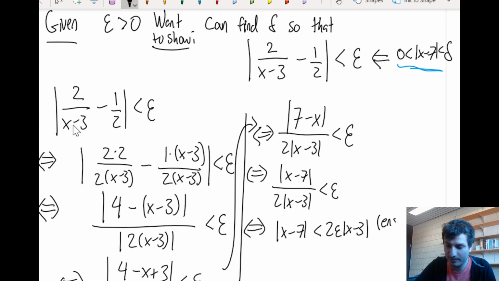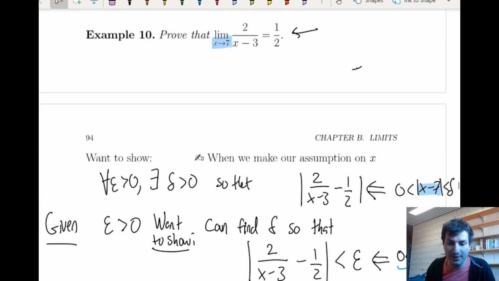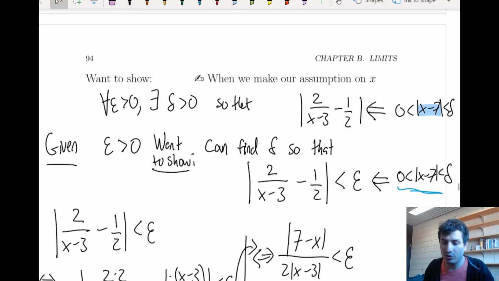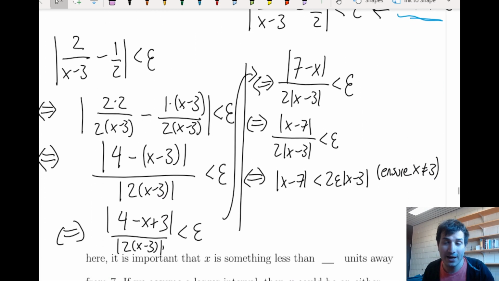Let's just ensure x is not equal to 3, and we can make sure that x is not equal to 3. That'll be okay because we're talking about the limit as x goes to 7. So to ensure that x is not equal to 3, all we have to do is look at values that are close enough to 7 that they don't include 3. So to ensure that x is not equal to 3, we can make an assumption on our delta.